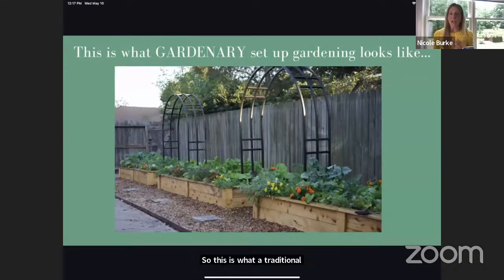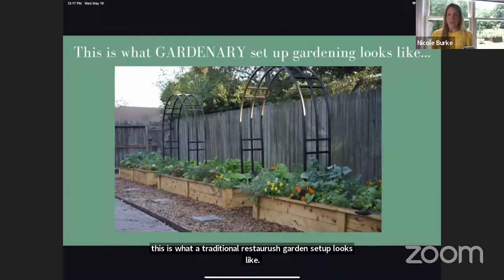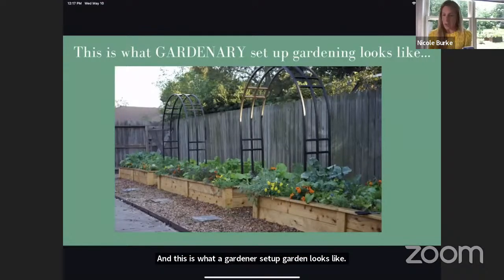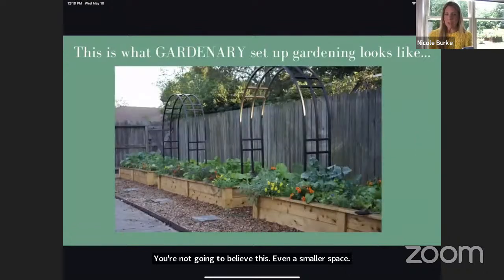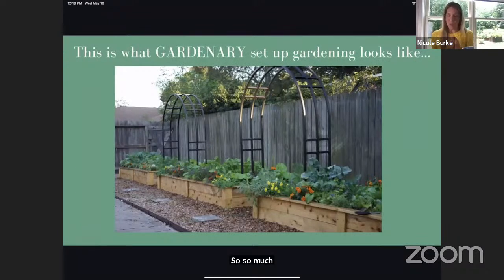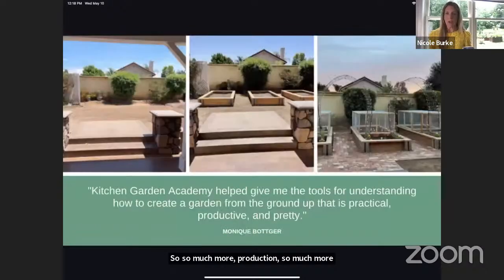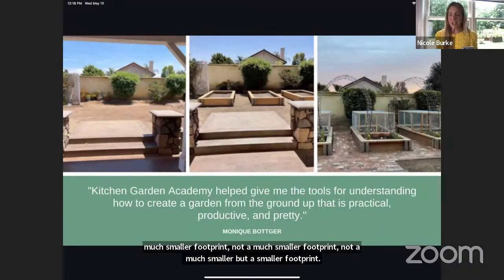And this is what a gardenary setup garden looks like. So this was taking my plan, my system, and applying it. And you're not going to believe this, but this here is actually even a smaller space. Okay. Is that crazy? So this one is a larger footprint than what I was gardening on right here. So much more production, so much more fun, but in a smaller footprint.